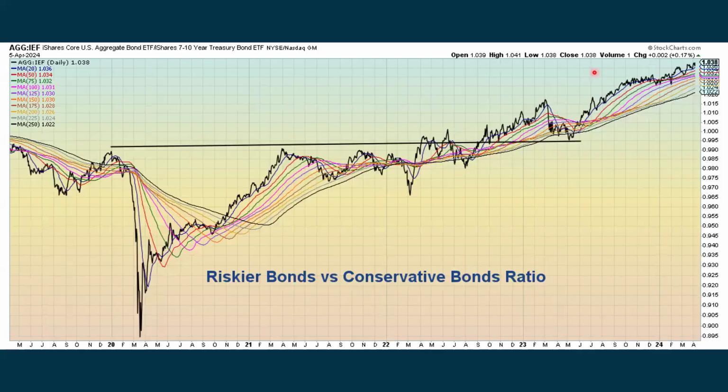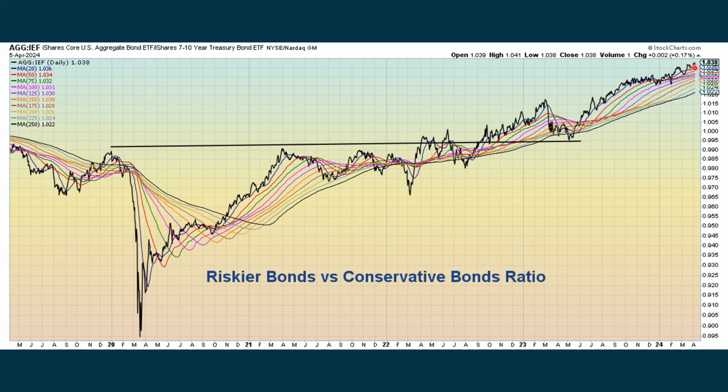We do a ratio between riskier bonds like junk bonds and more conservative bonds, showing that folks are still favoring the riskier bonds. They're willing to take on that risk to get the higher yield. Now, if we do switch to an environment where interest rates are coming down and possibly longer-term rates have been locked in and will start to decline, we would see this ratio coming down.